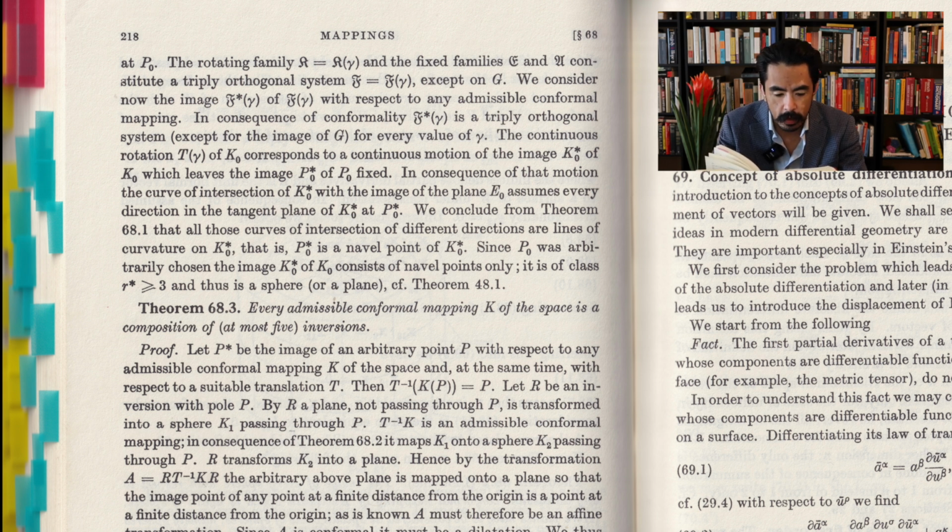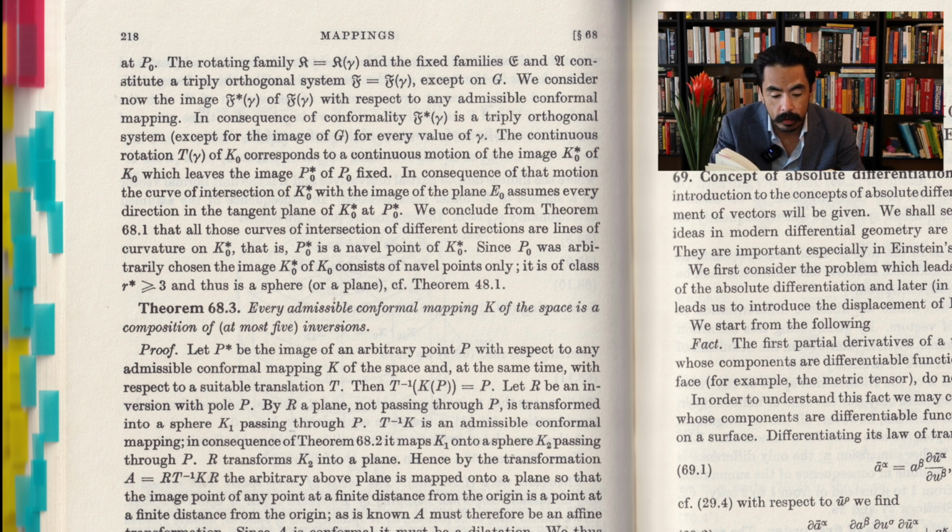We consider now the image cursive F star of gamma of cursive F of gamma with respect to any admissible conformal mapping. In consequence of conformality, cursive F star of gamma is a triply orthogonal system except for the image of G for every value of gamma. The continuous rotation T of gamma of K naught corresponds to a continuous motion of the image K star naught of K naught, which leaves the image P star naught of P naught fixed.